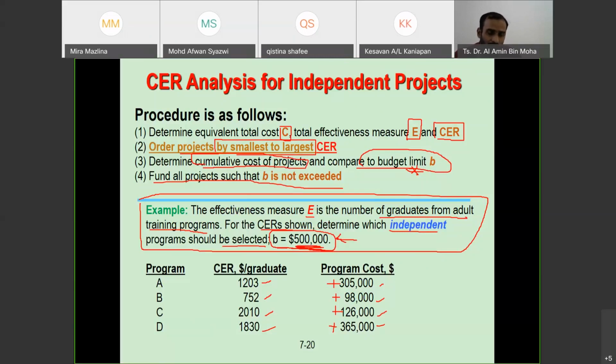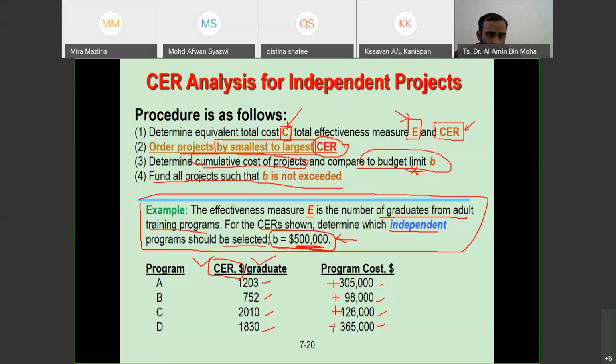That's the mission. So what they ask you to do: determine the equivalent total cost, total effectiveness measure, and then order projects by smallest to largest CER. Here they already give you CER. What we need to do is order from smaller to largest. So which one is smaller? In this case, we already have this. No need to calculate, no need to identify C and then divide it by E in order to get CER. It's already been given here.